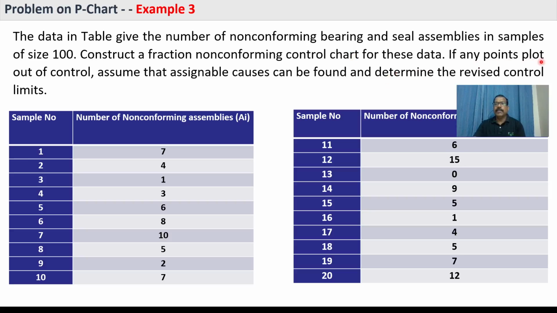If any points plot out of control, assume that assignable causes can be found and determine the revised control limits. So if something goes wrong due to assignable causes, you have to eliminate that and again calculate the revised control limits. That is what they have asked us.